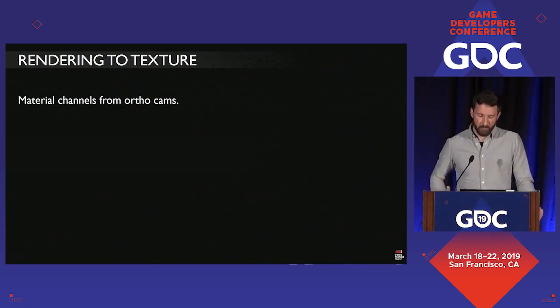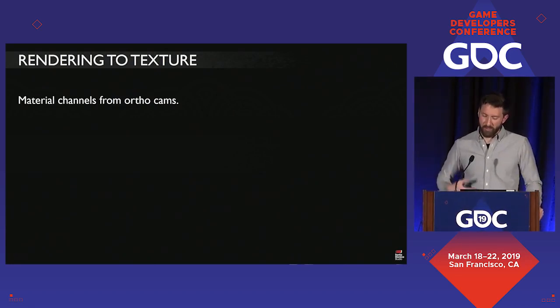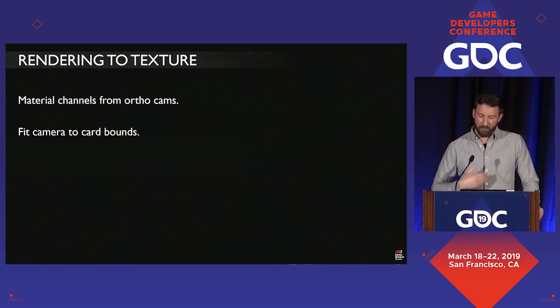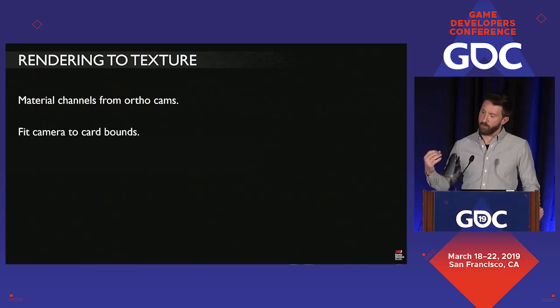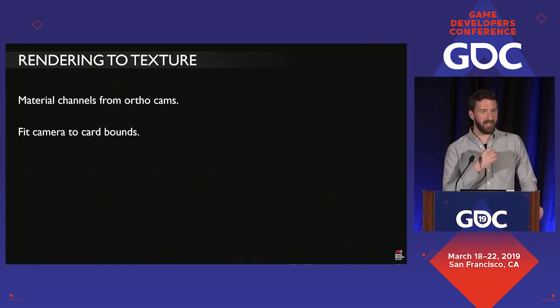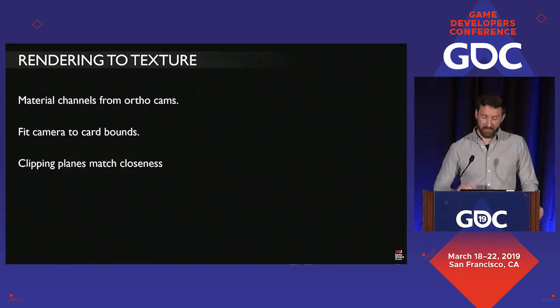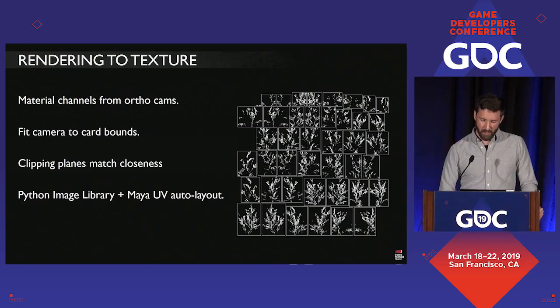Once you have the cards, then, as you would with imposters, we render the material channels from orthographic cameras. For each card, we match the camera position, orientation, and bounds to the card and its contents. Now, this can include clipping planes. The distance between near and far can match the closest parameter, the error metric. We use Python image library and Maya UV auto layout to generate our final textures.